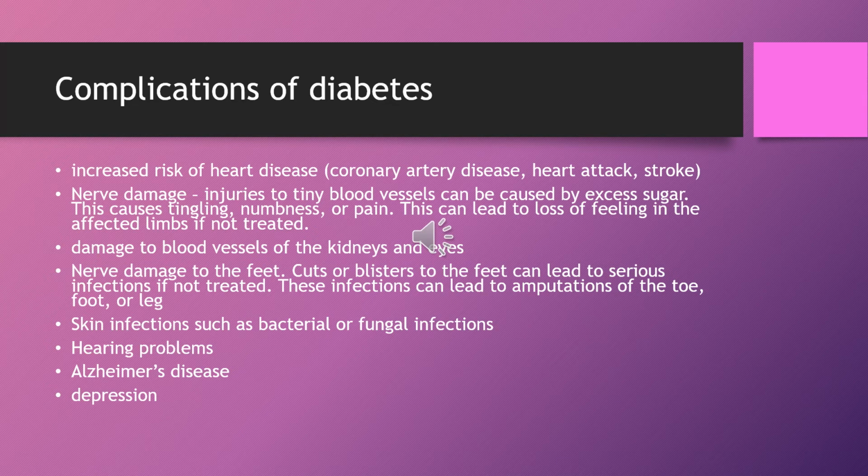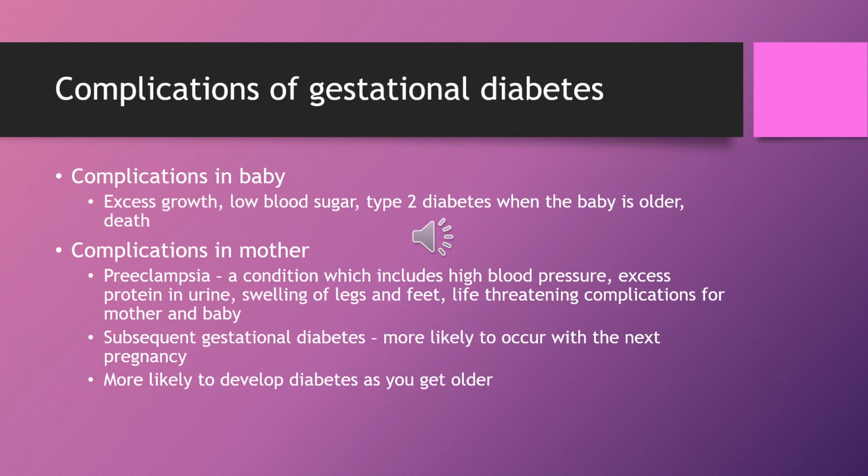Nerve damage to the feet. Cuts or blisters to the feet can lead to serious infections if not treated. These infections can lead to amputations of the toe, foot, or leg. Skin infections, such as bacterial or fungal infections. Hearing problems, Alzheimer's disease, and depression are also complications of diabetes.